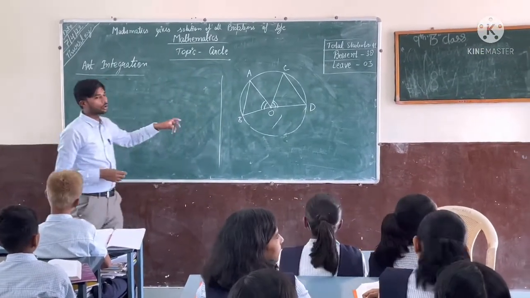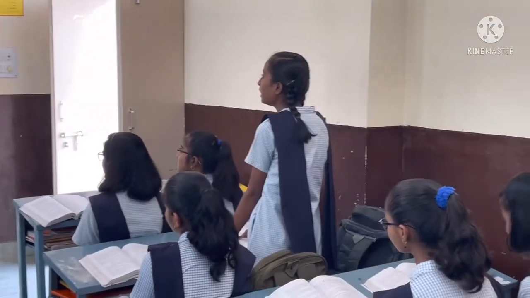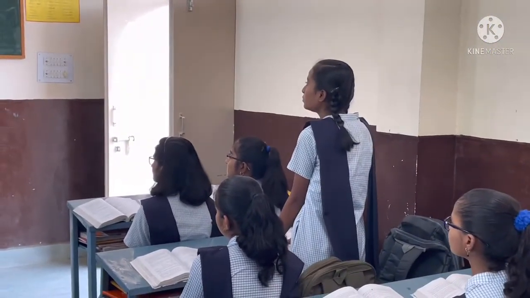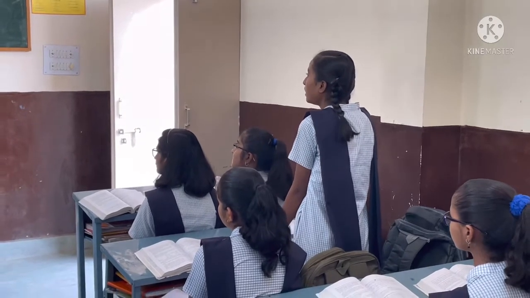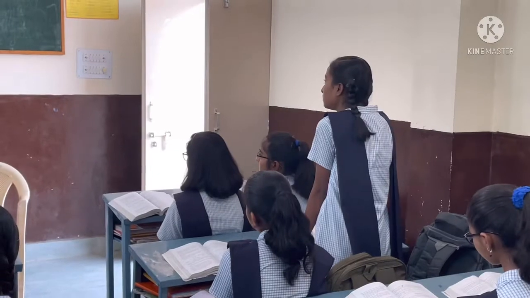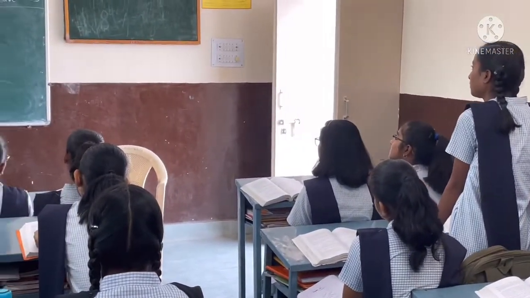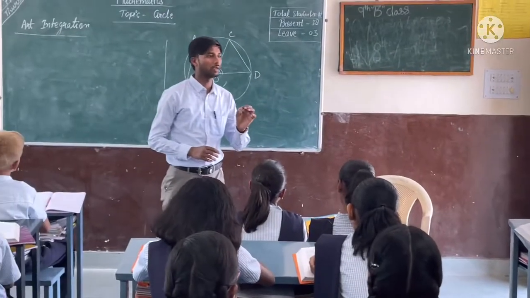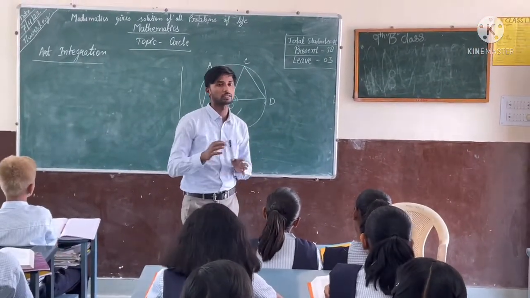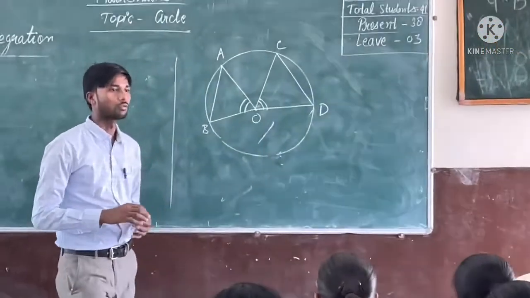Yes, you stand up, Aishwarya. Tell me about the chord of a circle. The line which is joined by 2 points, and it has 2 points on the circumference of a circle. Very good. A line segment joining 2 points on the circumference of a circle is called chord of circle. Very good. Sit down.